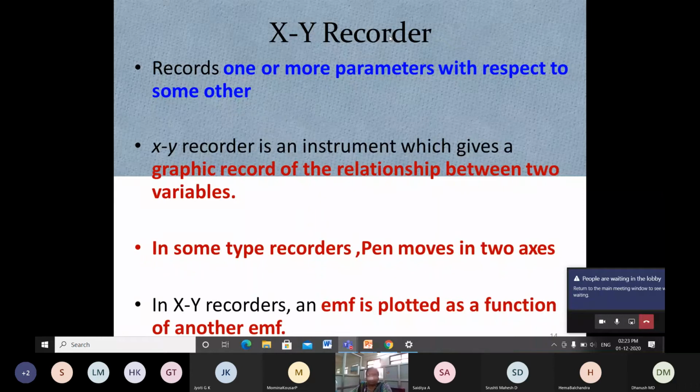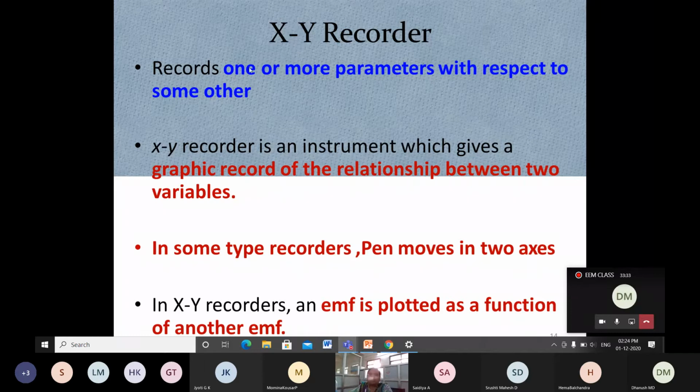When it comes to frequency with respect to time, is that possible with the previous recorders? It's not possible. What is the time period? What is the frequency? Or else time and voltage, two different quantities. Is it possible to record them at a time? It's not possible with the previous recorders we learned. To overcome that, we go with the next type of recorders, that is XY recorders.